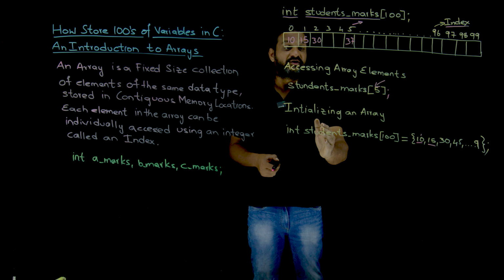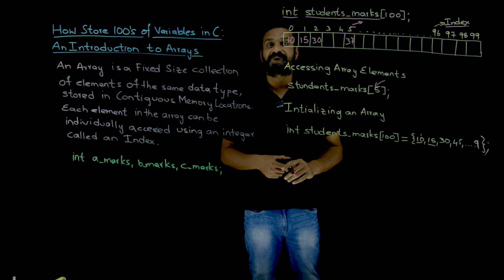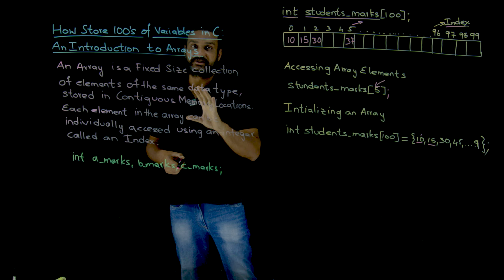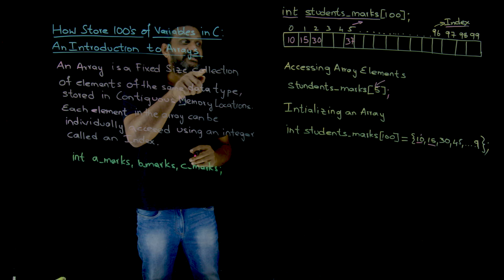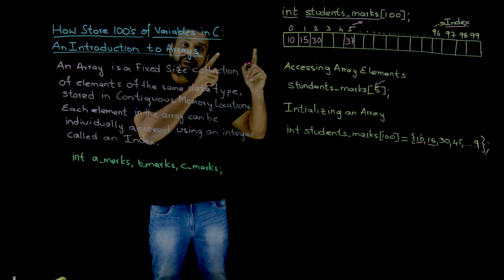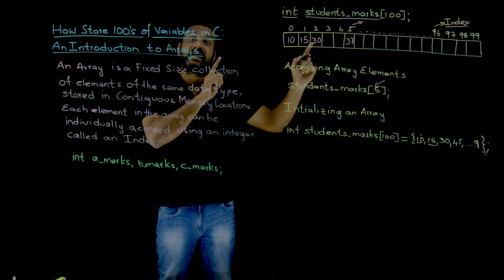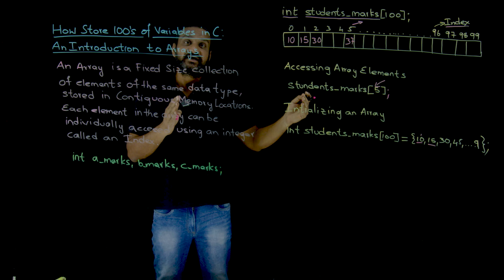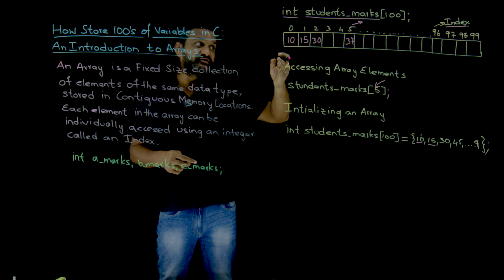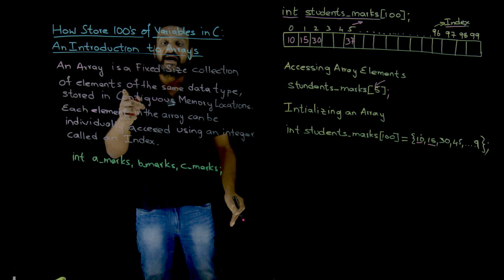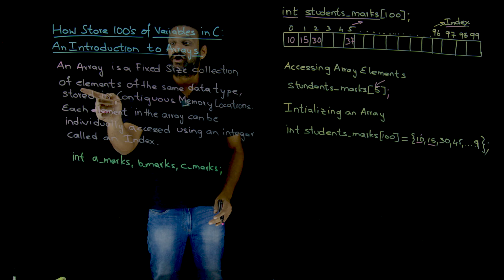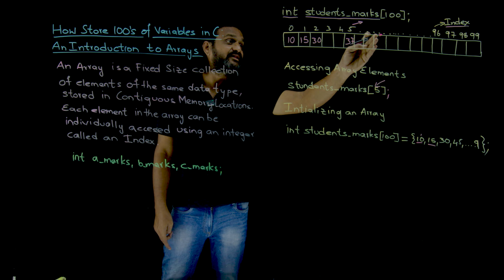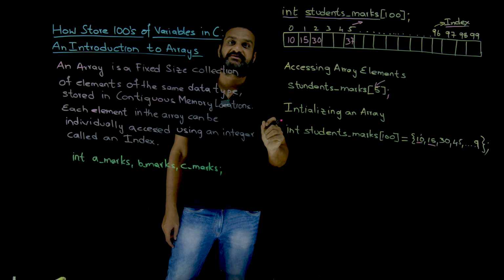Okay, so this is how initialization of an array is done. Now we will go back to our array and try to understand this concept. An array is a fixed size collection. See here, the number of elements in the array is fixed. They are 100. As we have a requirement of 100 elements, we are having 100 elements in our array, and each element is of the same data type. All these elements in the array are of the same data type.